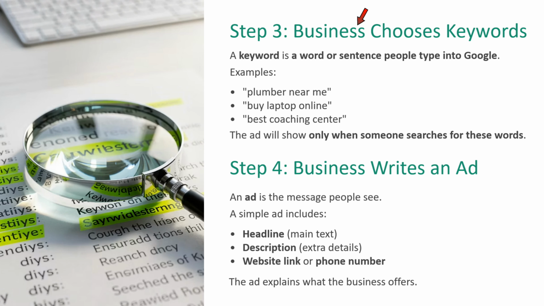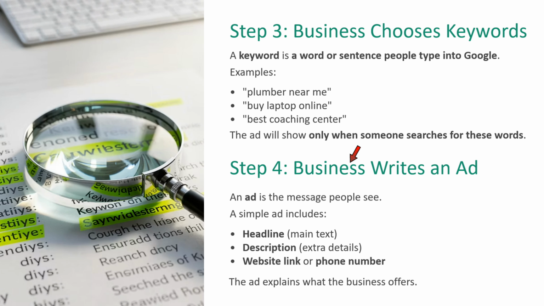Step 3. Business chooses keywords. A keyword is a word or sentence people type into Google. For example, plumber near me, buy laptop online, best coaching center. The ad will show only when someone searches for these words.